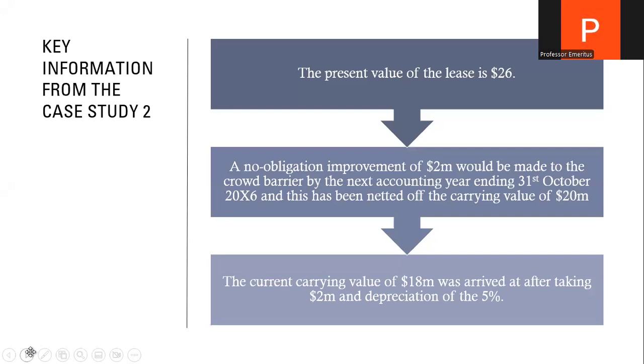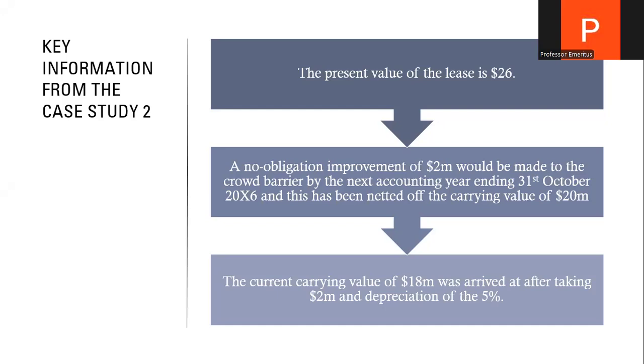We also find that the present value of the lease is 26 million. And then they have a no obligation plan to improve the crowd barrier by the next accounting year ending 31st October, and they have taken off this 2 million from the 20 million, and that is why we have a carrying value of 18 million anyway. The question also says after accounting for depreciation, the rate of depreciation is 5%, reducing balance. So these are the key information in the question.